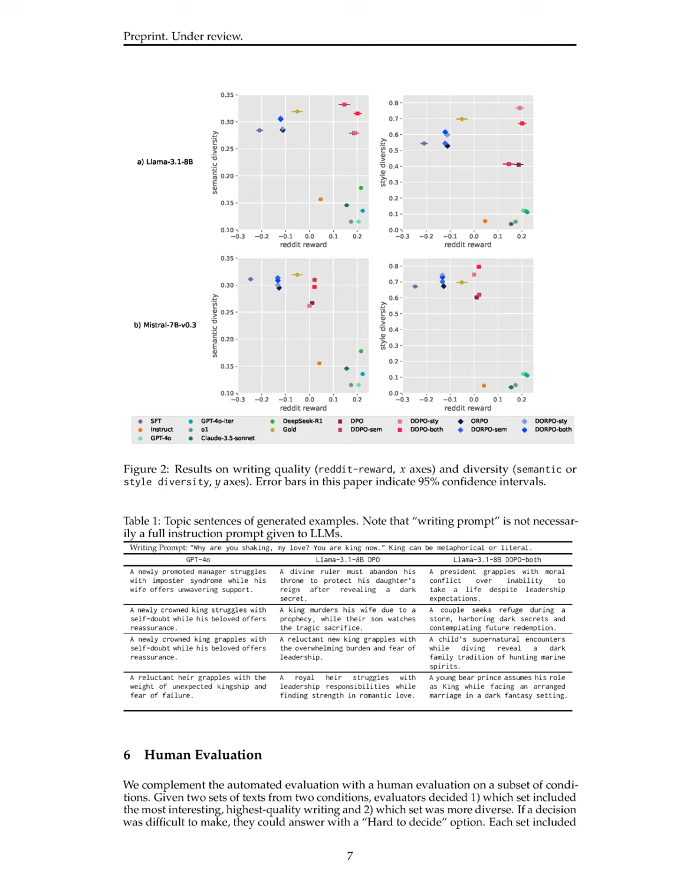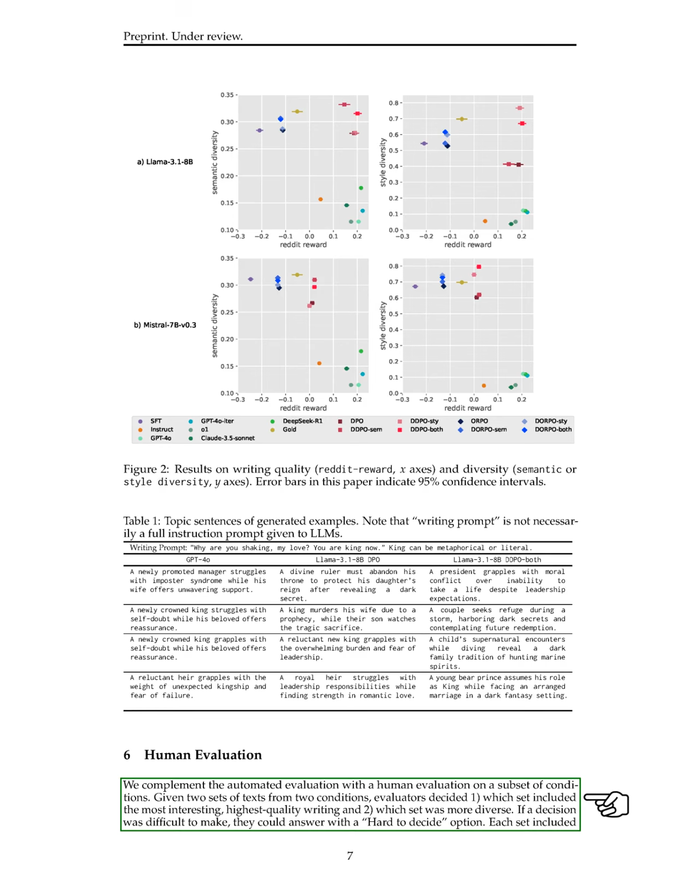Section: Human Evaluation. In this section, we complement our automated evaluation with a human assessment on a selected set of conditions. We present 2 groups of texts from different conditions, and evaluators determine which group contains the most interesting and high-quality writing, as well as which is more diverse.